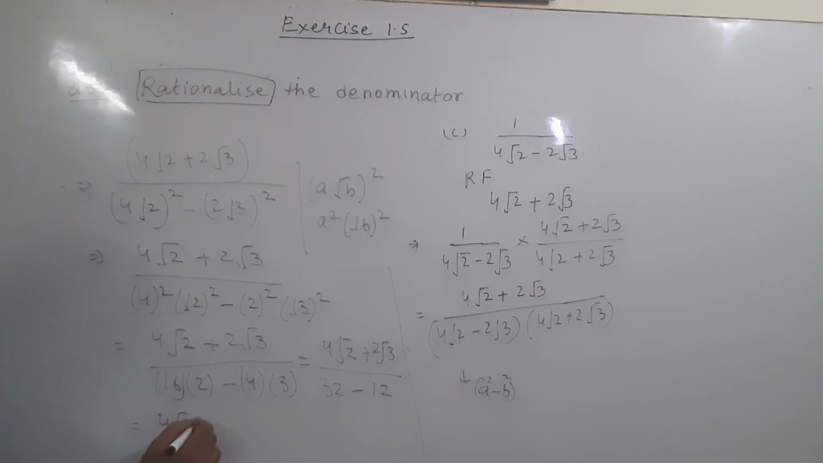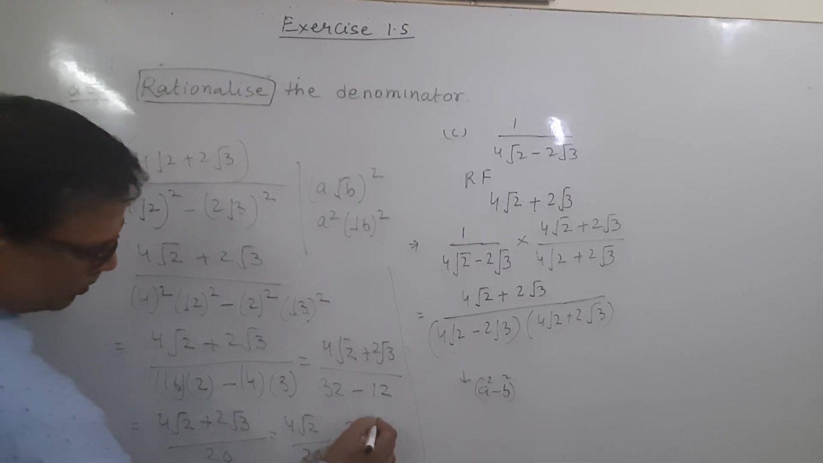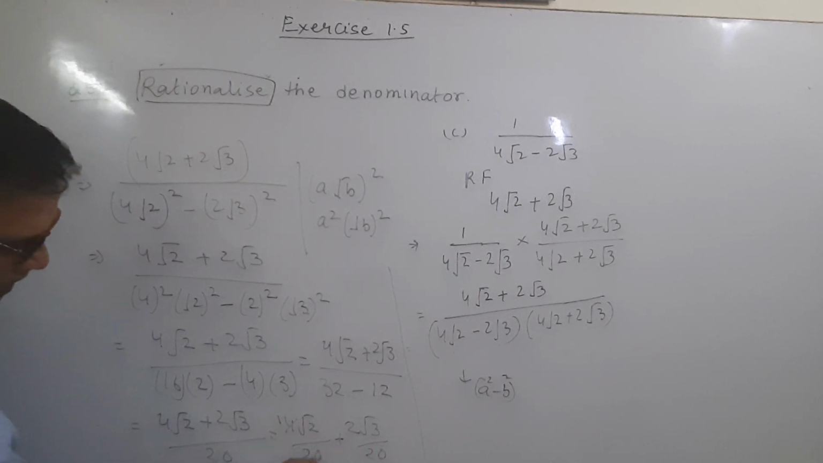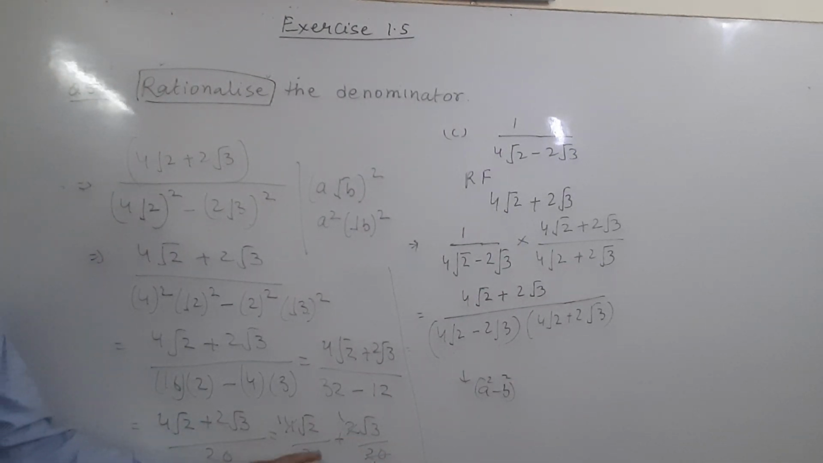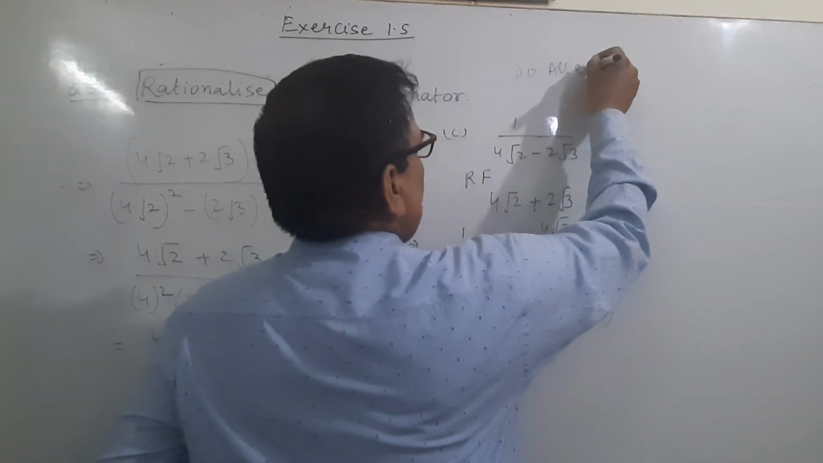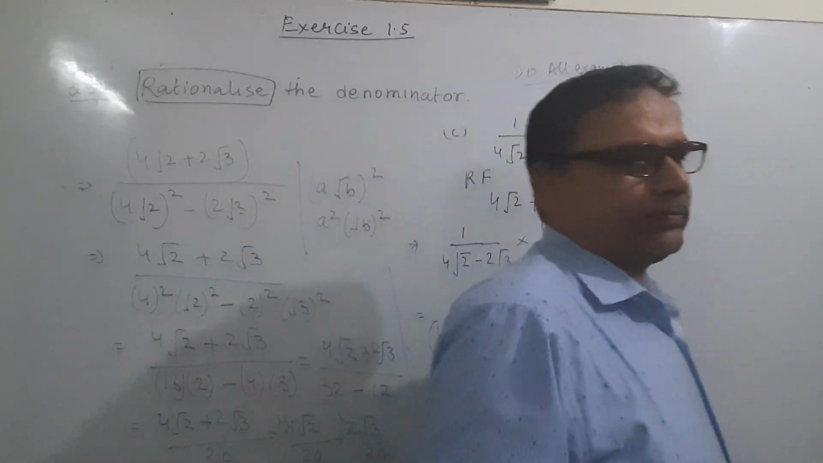4 root 2 plus 2 root 3 upon 20, and we have to separate it: 4 root 2 upon 20 plus 2 root 3 upon 20. Here is plus, sorry. 4 into 5 is 20 and 4 divided by 4 is 1, this will be 5. 2 into 10 is 20, so this will be 10. The answer is root 2 by 5 plus root 3 by 10. Or you can leave it in either form. It is your solution. Do all the examples. Have a good day. Thank you.